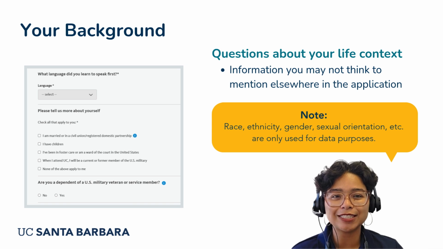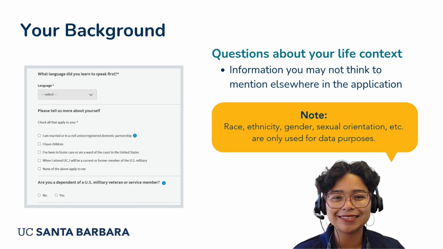I am married or in a civil union or registered domestic partnership. I have children. I've been in foster care or am a ward of the court in the United States. When I attend UC, I will be a current or former member of the U.S. military, or none of the above apply to me. The application will ask, are you a dependent of a U.S. military veteran or service member?